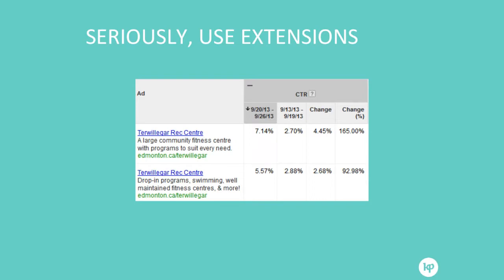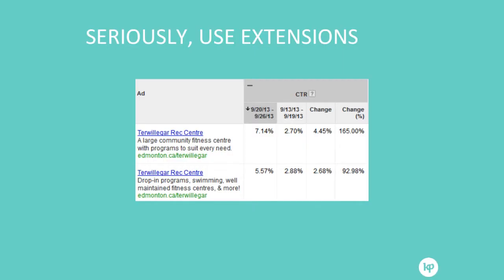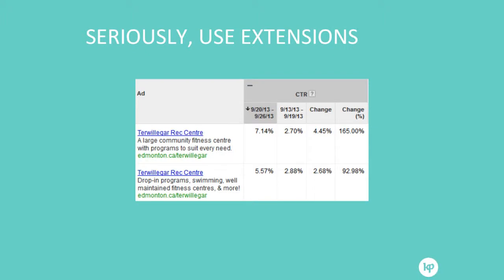So I set up a test. I can't show you real impression data, unfortunately, because it's a little wonky, but what I am going to show you is the actual change in click-through rate. I had the Terwilliger Recreation Center, back to the Rec Center campaign in Edmonton, set up without any ad extensions at all, and then I added in the ad extensions. In the week that didn't have the ad extensions, we had a 2.7% click-through rate, and then I added the ad extensions, and now it's a 7.14% click-through rate.